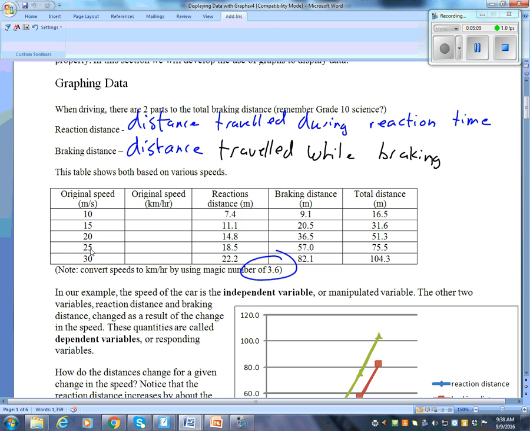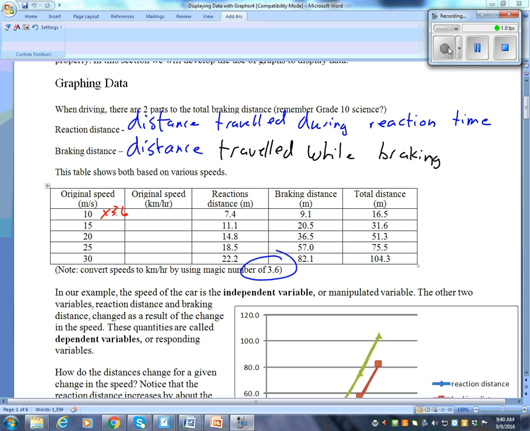Future Physics 30S students, half of you should be putting your hand up right now because you remember the magic number of 3.6. Take your scientific calculator that you brought to class, and take the meters per second and convert to kilometers per hour. How do you do that? By multiplying by 3.6. And those of you watching the video right now, you should press pause. I'm going to give these guys about 90 seconds to do that.